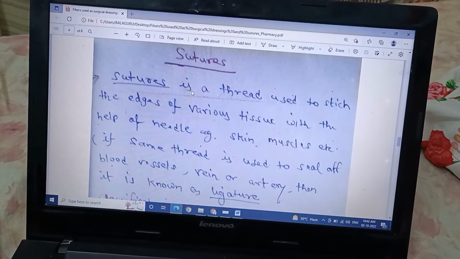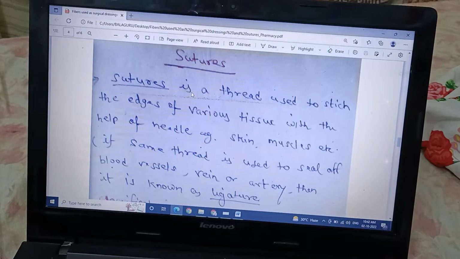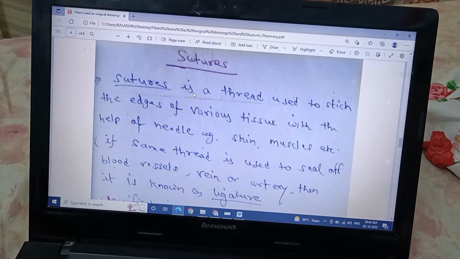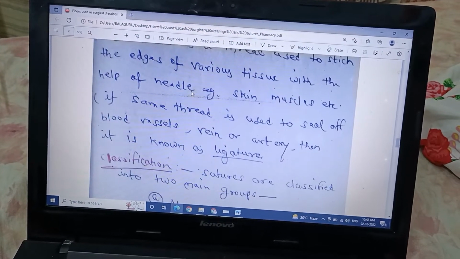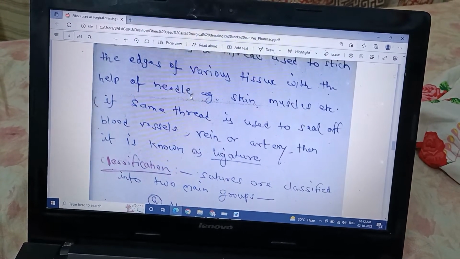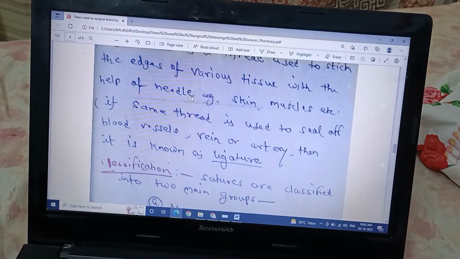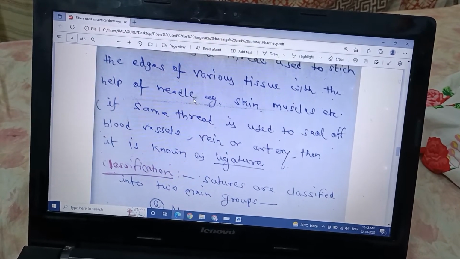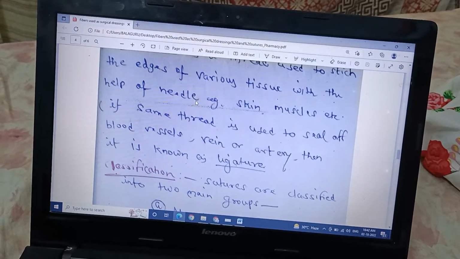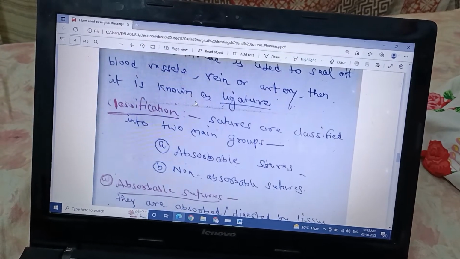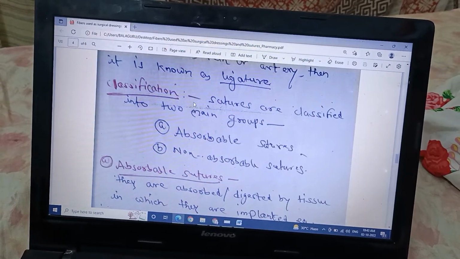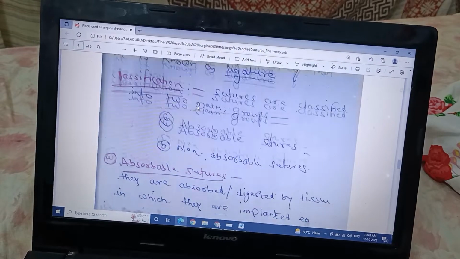If the same thread is used to seal off blood vessels, a vein or an artery, then it is known as a ligature. Classification: sutures are classified into two main groups. One is the absorbable suture and the second is the non-absorbable suture.